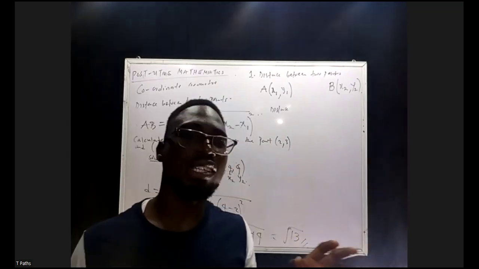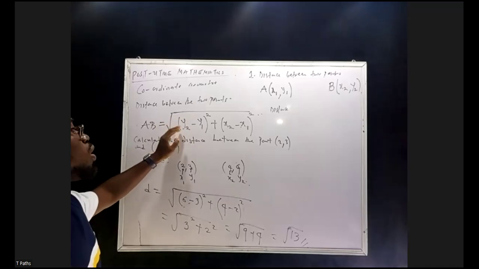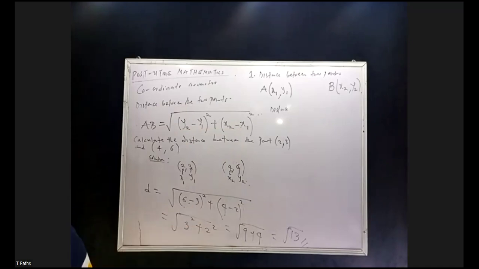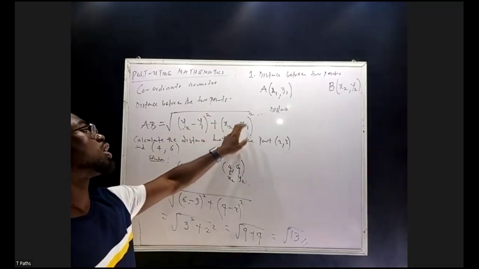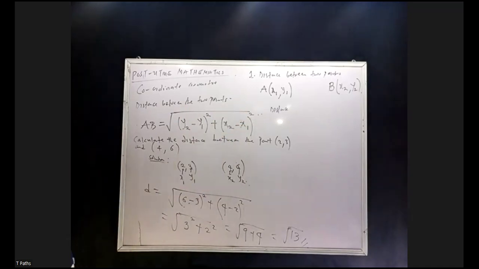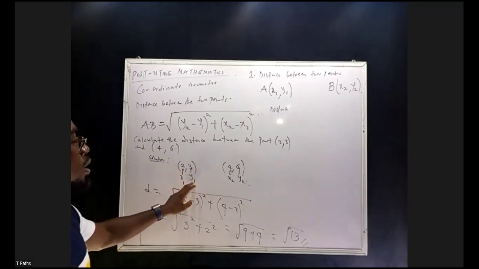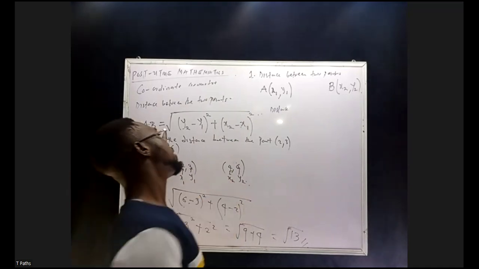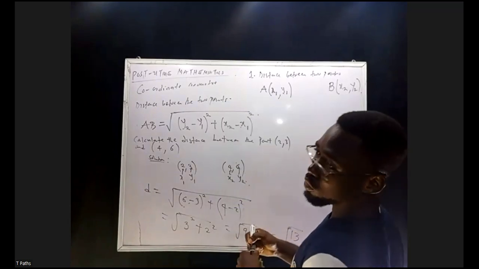Okay? Very, very simple. You just need to know the formula at the back of your mind. The distance between 2 points is square root of Y2 minus Y1 squared plus X2 minus X1 squared. Is that clear? So once they give you the 2 points, the first point will be your X1, Y1. The second point is going to be your X2, Y2. Okay? Is that clear? Now, that's question number 1 they're going to ask you for your exam.